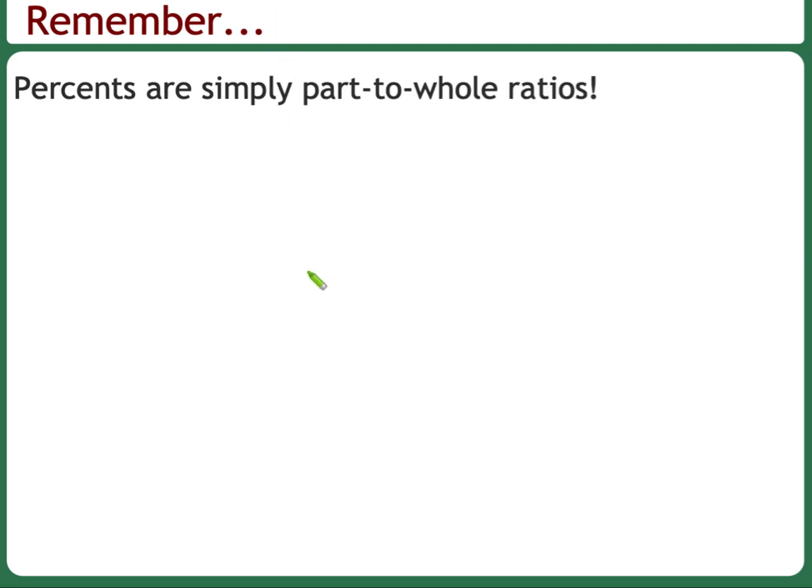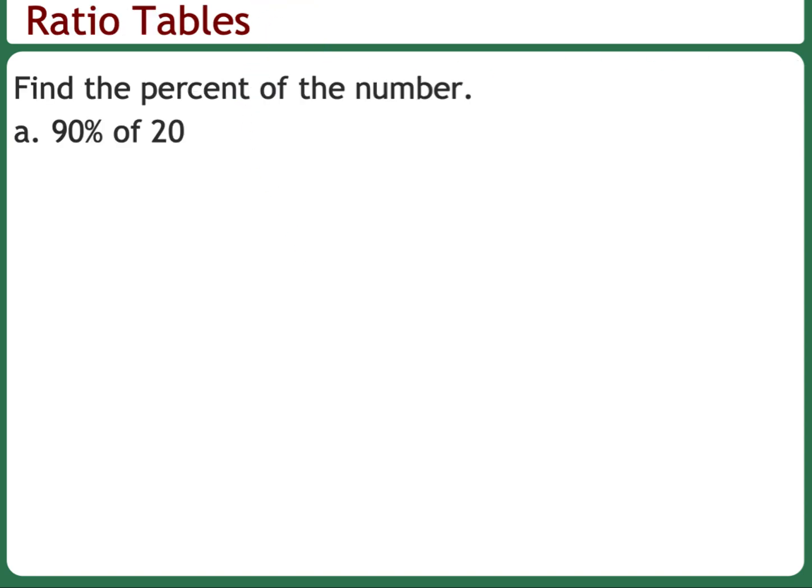Now we can use other methods besides double number lines if we remember that percents are part to whole ratios, and we can use the ratio table like we did in our introduction. So let's look at 90% of 20, and let's go ahead and set up our part to whole ratio table.